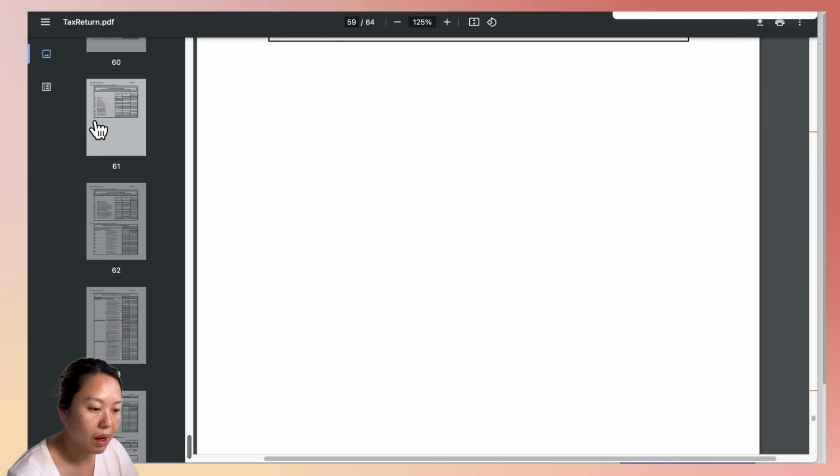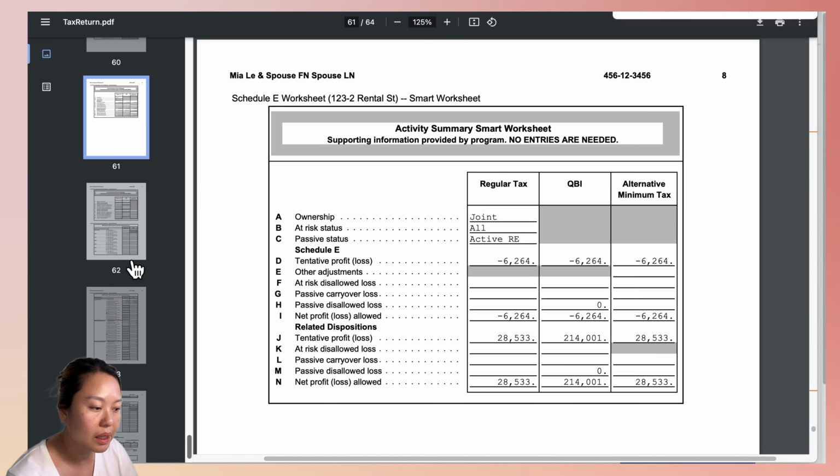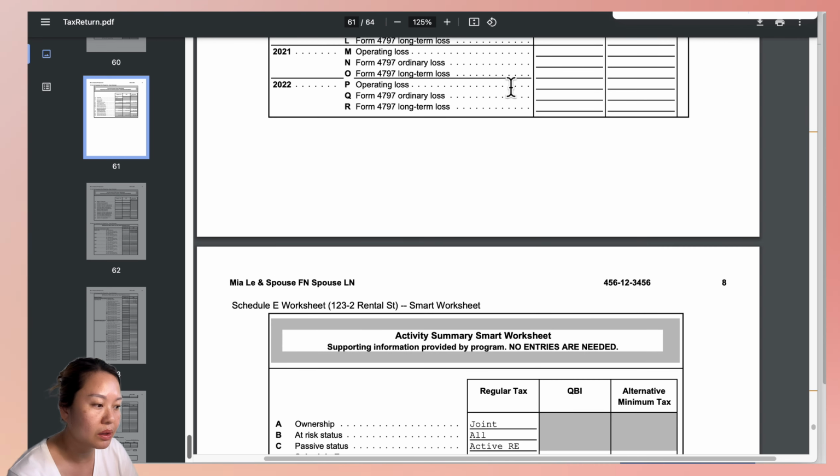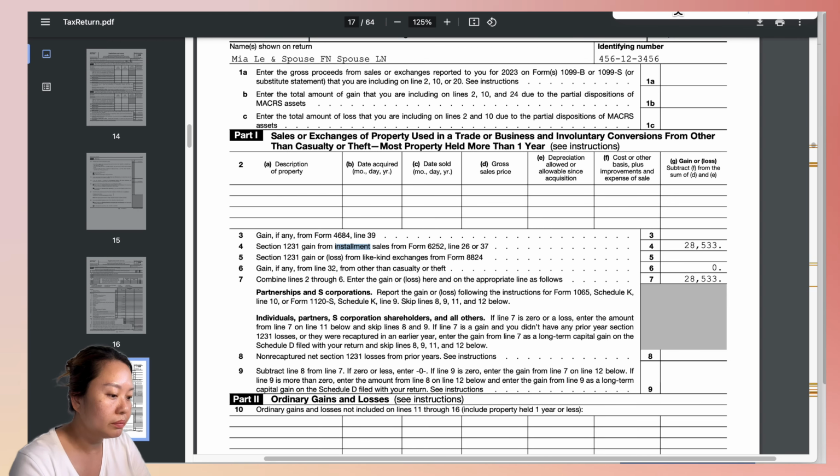So that's just the qualified business. Basically, you want to check, and then you want to look at that installment form. So that was 62.52, yeah.